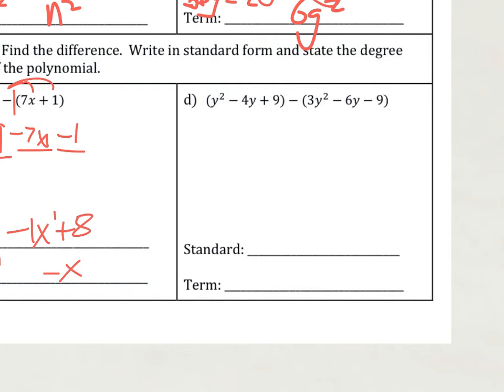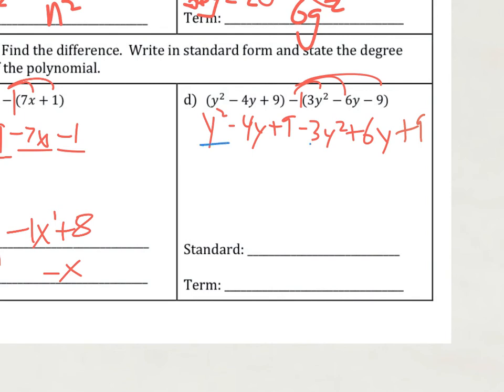All right. How about over here? Okay, should be getting the hang of it. You can pause if you haven't. Try this out. Okay, now first thing we want to do is we want to get rid of those parentheses. You've got a negative 1 here, so when that distributes, it's going to change the sign. You got negative 1 times 3y squared. That's negative 3y squared. You've got negative 1 times negative 6y. That's positive 6y. You've got negative 1 times negative 9. That's positive 9.